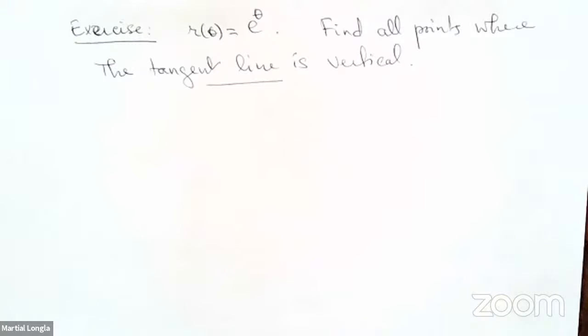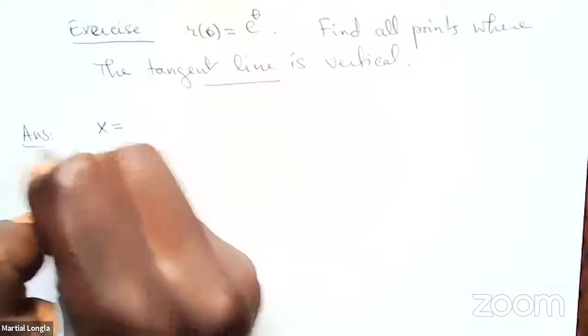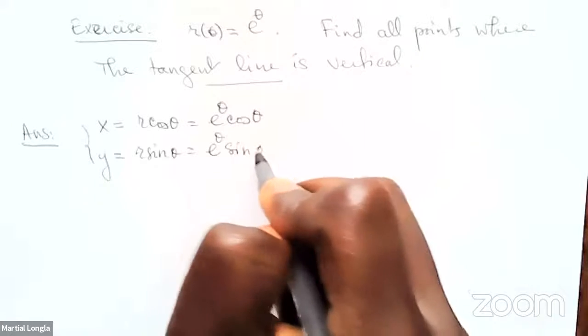What's the first step in this? The first step is to define x and y. So x is r cosine theta, which comes out to e to the theta cosine theta. Good. And y? r sine theta, which equals e to the theta sine theta. Okay. And what next?